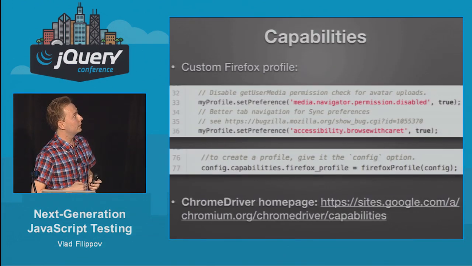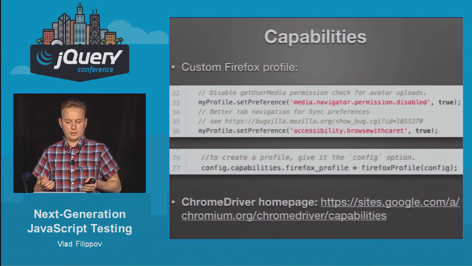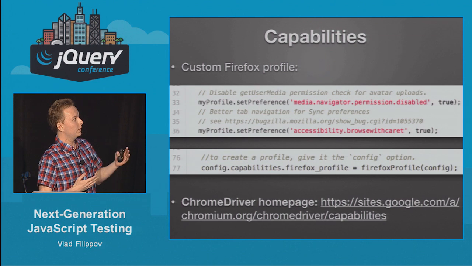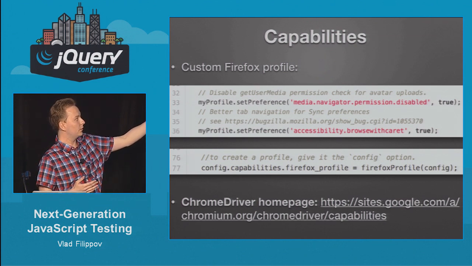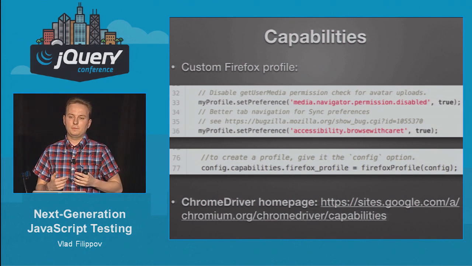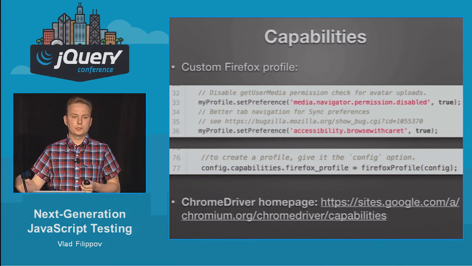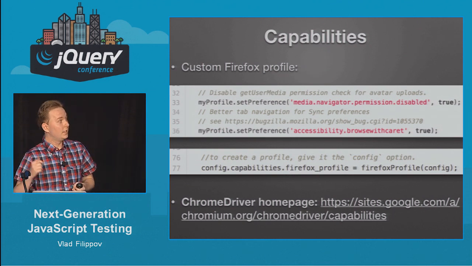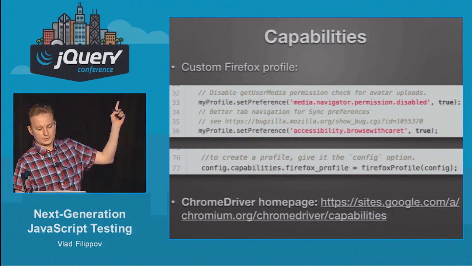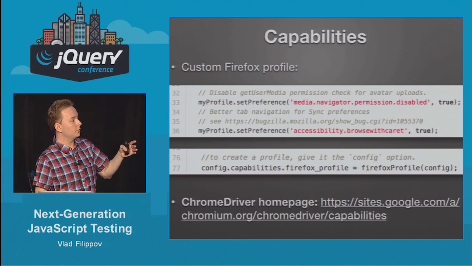Next up, another cool trick. WebDriver has capabilities, which lets you, in the configuration, this is an Intern configuration, say capabilities. With Firefox, you can define a firefox_profile. There's a node module that will generate Firefox profiles for you, where you can set these preferences the way you want. You can say media navigator permission disabled true.